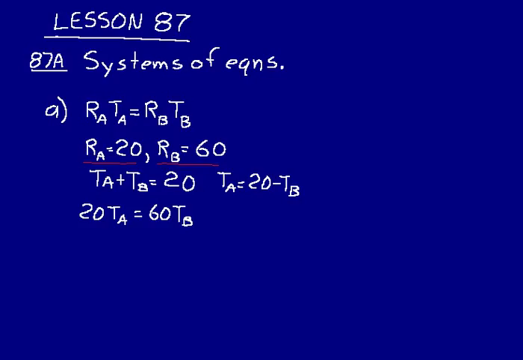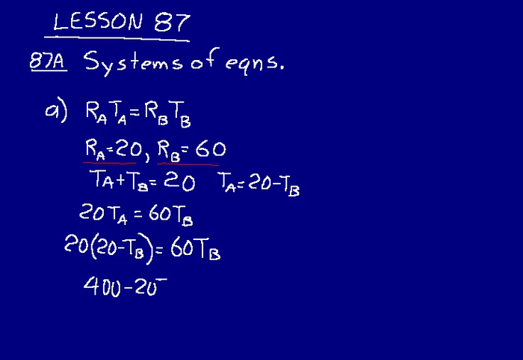So let's take that and substitute it in for TA. And so we'll have 20 parentheses 20 minus TB is equal to 60 TB. Okay, so now we'll have 400 minus 20 TB is equal to 60 TB. And then we'll add 20 TB to both sides, and we'll have 400 is equal to 80 TB.